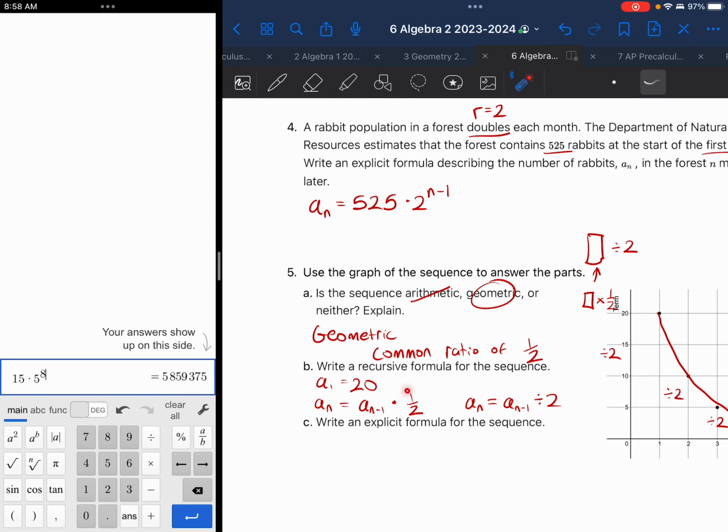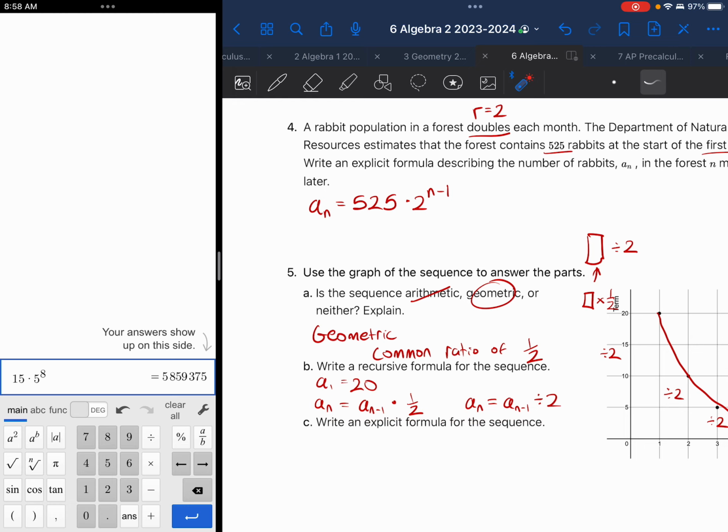Typically, it's more acceptable to write this one because you always assume common ratios are multiplied. This one, it's hard to see what the common ratio is. This one, it's easy because common ratios are always multiplied. So this is the common ratio. You'd have to flip this one in order to find the common ratio, but both of these will work.